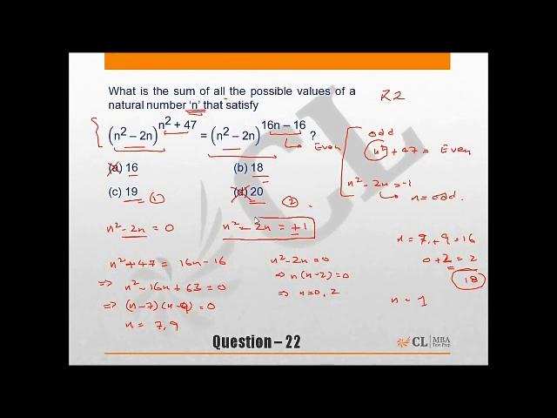So let's check out. If n equal to 1 is a possible answer, it will come from here only. So if n square minus 2n equal to 1, or n square minus 2n equal to minus 1. Does n equal to 1 satisfy any of them? If I put n equal to 1 in this, 1 minus 2, it satisfies this. Okay, that means the answer has to be 19.